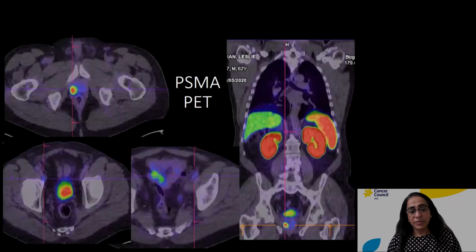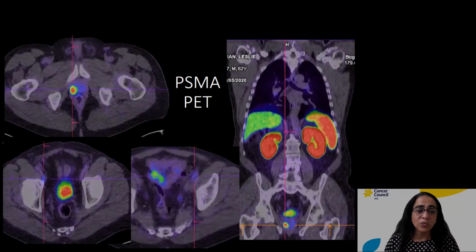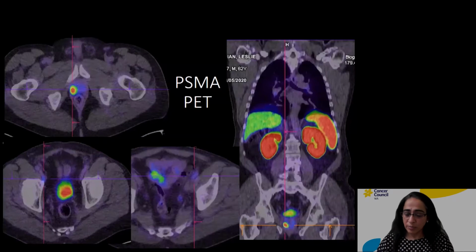This is a collage of images from a PSMA PET scan. PSMA is used for prostate cancer imaging. Here you can see uptake of radiotracer in the right side of the prostate gland, also some uptake in the pelvic side wall lymph nodes on the right and on the left, indicating there's possible metastatic disease in the pelvic lymph nodes.